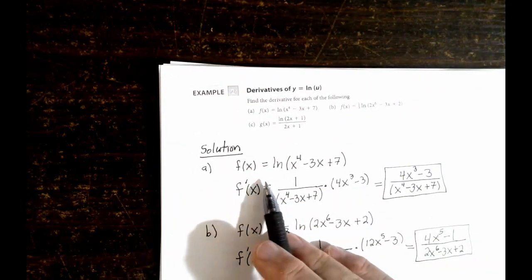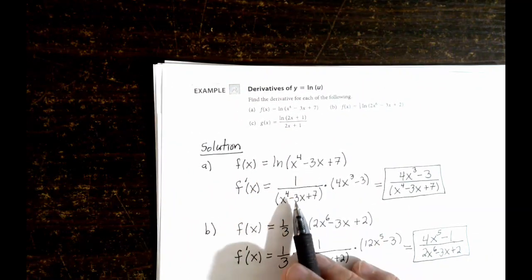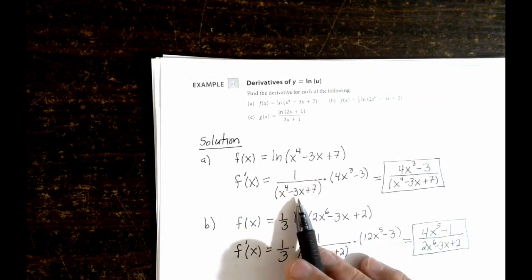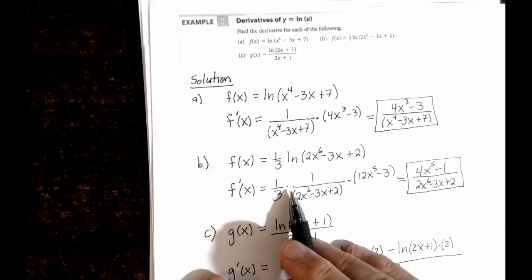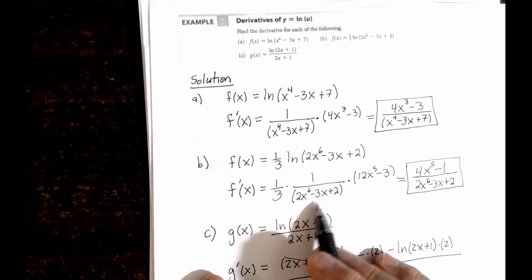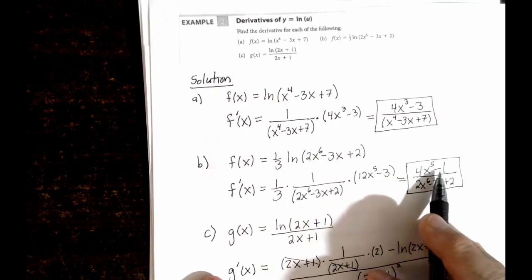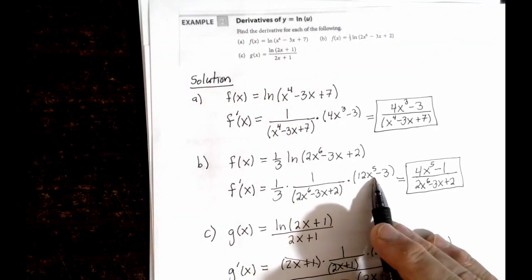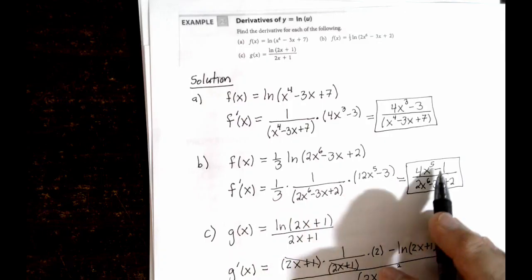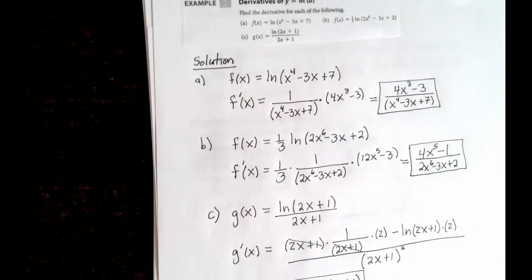On this one, they give you a natural log of this, and they ask you to find the derivative. Well, it's just 1 over it times the derivative of it, and you clean it up there. 1/3 stays out front. This is 1 over this times the derivative of that, and you multiply it out. Notice I cancel a 3 here with a 3 there, leaving me with just the 4 and the 1.